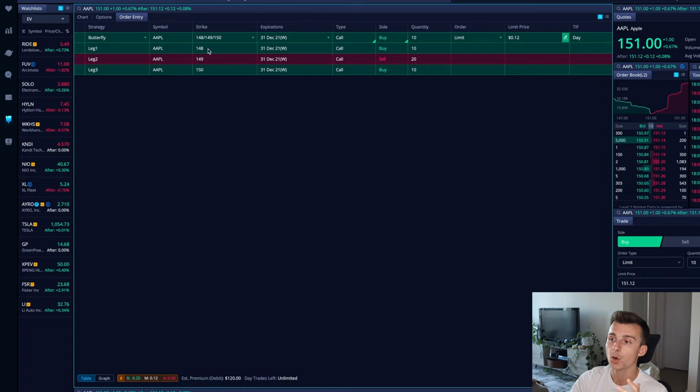So in this case, we have the 148 and the 150 strike prices. The middle ground is 149. That's the strike price in between. What we're then going to do on that leg is sell two contracts. This is going to make up for the one that we bought above and the one that we also bought below. Okay. So in this case, we currently have quantities of 10. Let's bring this down to one so you guys can see this a little bit better.